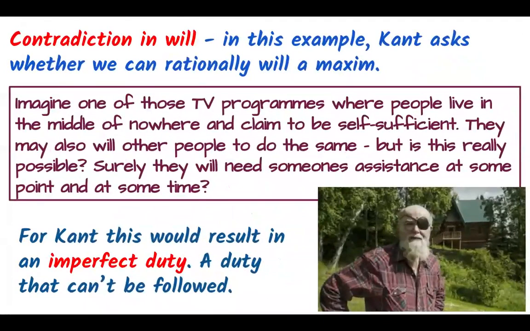Okay, the second is a contradiction in will. In this example, Kant asks whether we can rationally will a maxim. The best way to describe that is to imagine one of those TV programs where people live in the middle of nowhere and claim to be self-sufficient. They may also want to will other people to do the same. That basically we're going to be living in the middle of nowhere, not relying on anyone else at all. But is that really possible? Surely at some point they will need someone's assistance. For Kant, that would result in an imperfect duty, basically a duty that can't be followed.